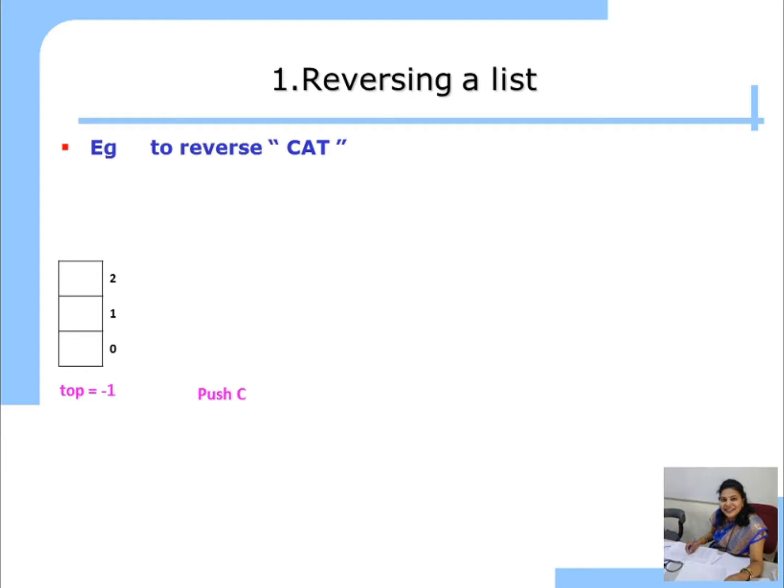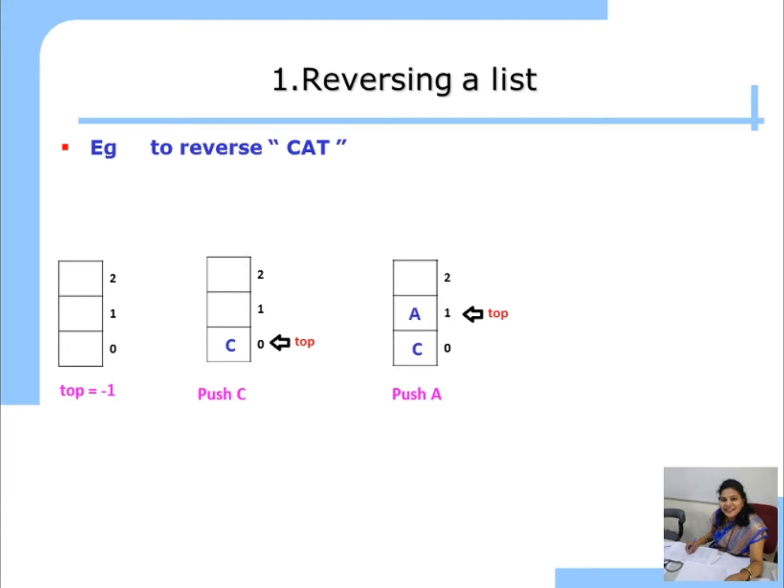For pushing the C, we first have to increment the top by 1. So -1 plus 1 will become 0. And then we push the C at the top position of the array. Since here the top value is 0, we push C at the 0th index position like this. After pushing C, push A. Again increment the top by 1, top will now become 1, and push A onto the first position. After that we push T, again top is incremented by 1 and we push the T at the top position, that is the second position.